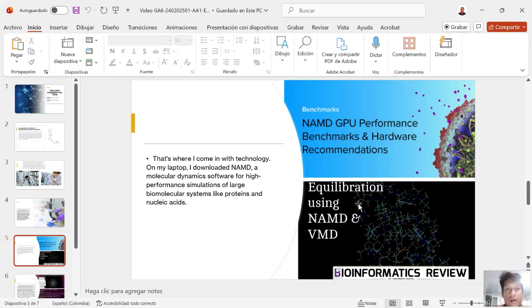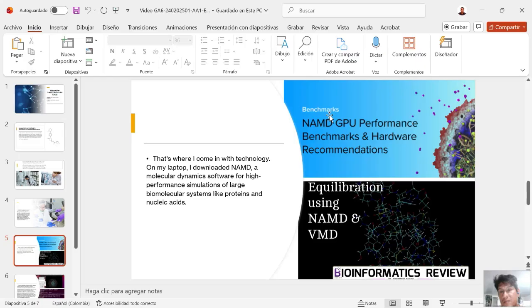That's where technology comes in. On my laptop, I downloaded NAMD, a molecular dynamics software for high-performance simulation of large biomolecular systems like proteins and nucleic acids.